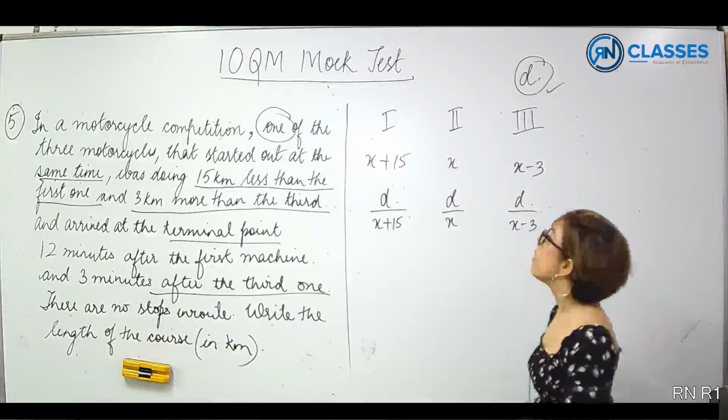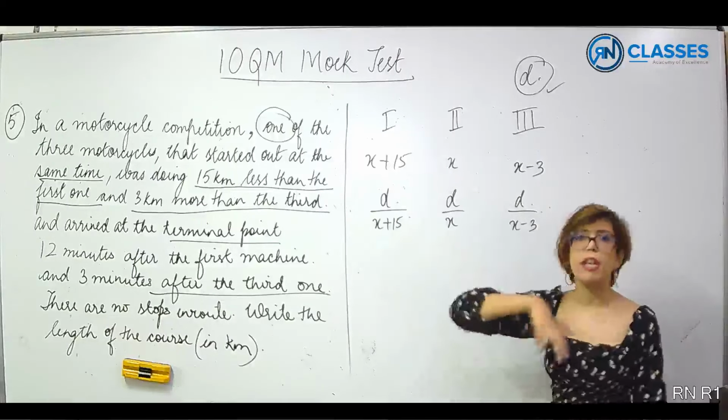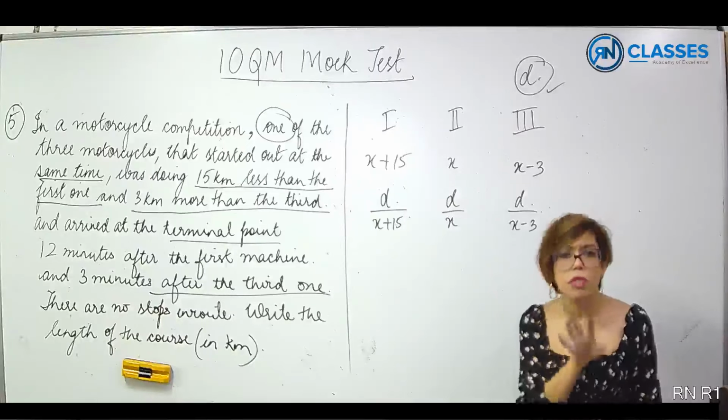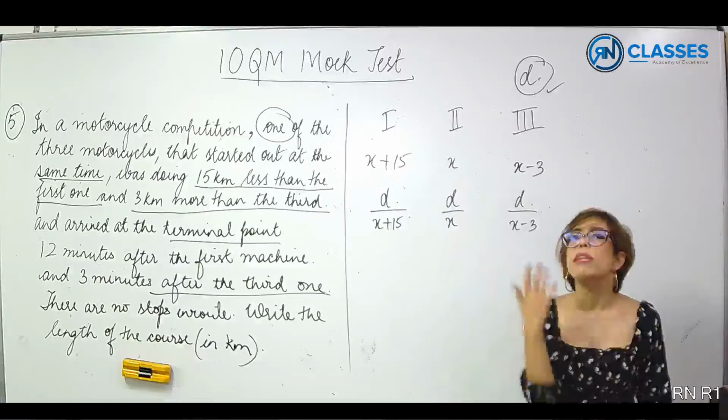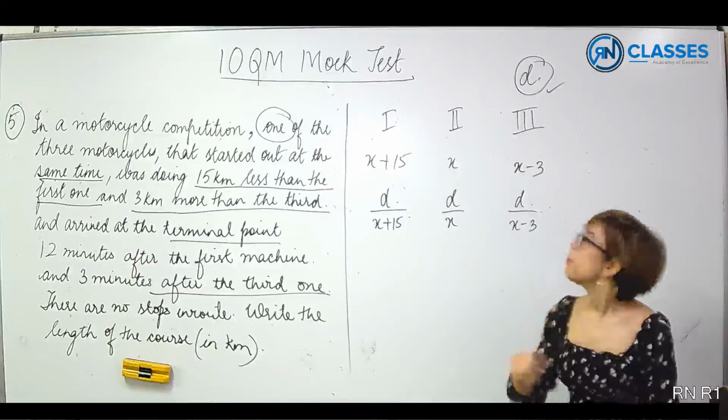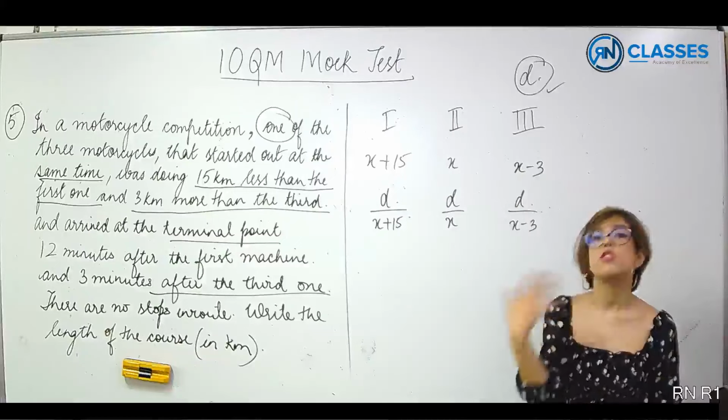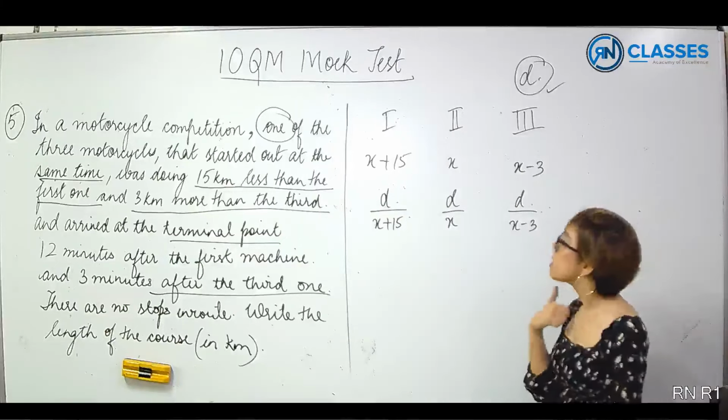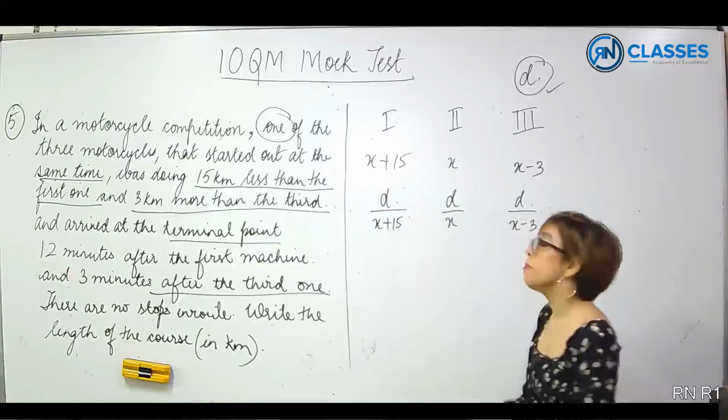Because I am talking about x plus 15 kilometers in 1 hour, I am talking about speed. Here I am talking about x kilometers in 1 hour, so I am talking about speed. Here x minus 3 in 1 hour, so again I am talking about speed. The distance by speed will obviously give me time.